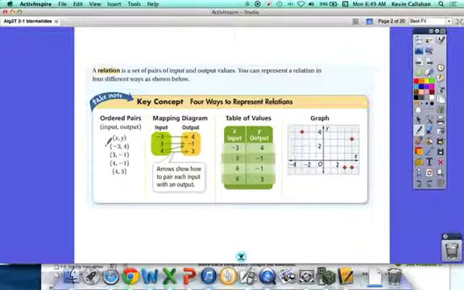For example, in our ordered pairs, -3 and 4 were together. So in the mapping diagram, there's an arrow that goes from -3 to 4. A table of values is pretty much the ordered pairs, right, written in a table format. Or you could graph them as points in the coordinate plane.